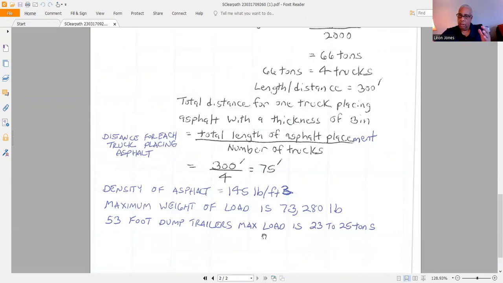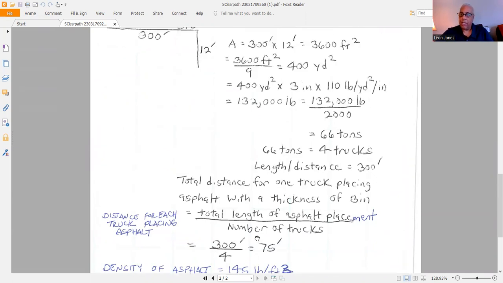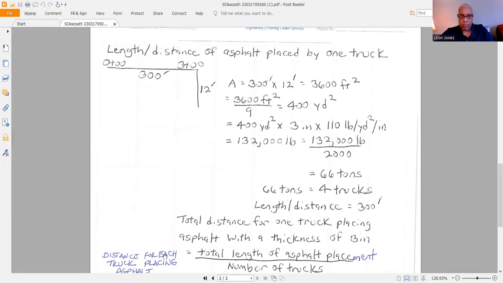And that's all I have for calculating yield, distance, number of trucks, and weight of asphalt.